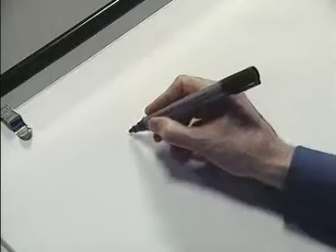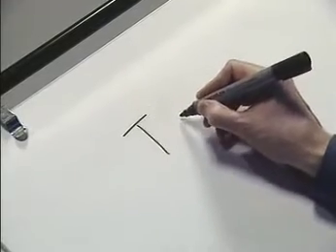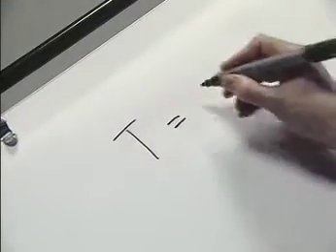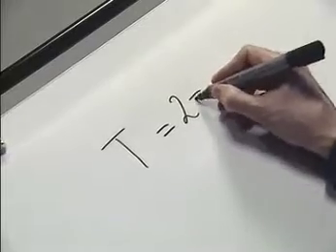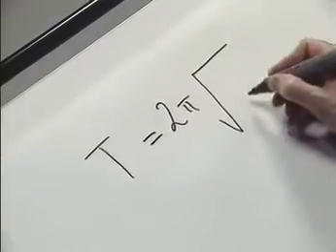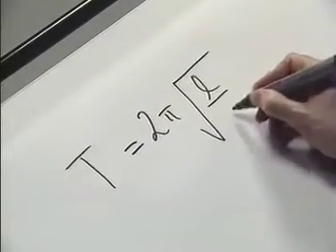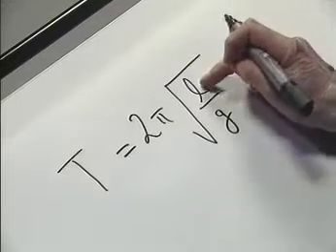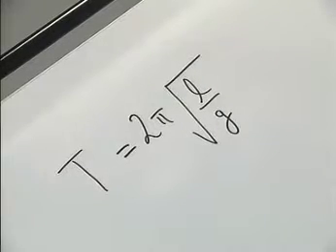Let's consider the formula for the period of a simple pendulum of length L. This formula is T, the period, is equal to 2 pi times the square root of L over G. And L is the length of the pendulum.